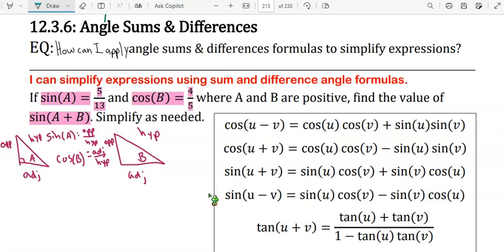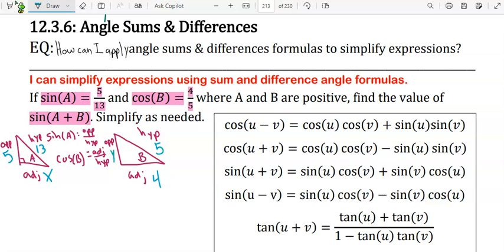Opposite of A is going to be 5. The hypotenuse is 13. We want to find this side length right here. On the other triangle, the opposite, we don't know what that is yet. The hypotenuse is 5 and the adjacent is 4. We'll call this side length X and we'll call this side length Y.